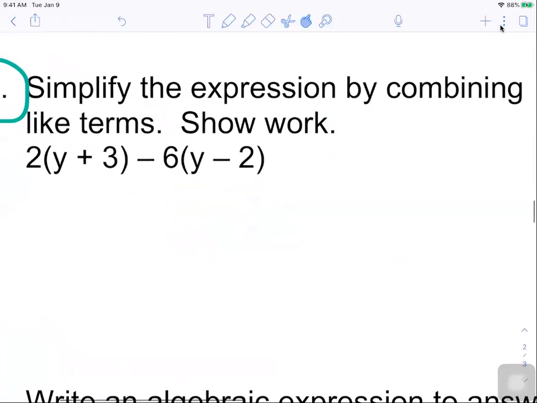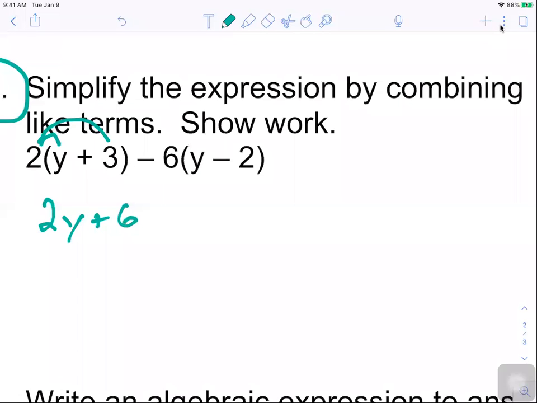And this one says, simplify the expression of combining like terms. Show your work. Okay. So if you notice, we have 2 times the quantity, y plus 3, minus 6 times the quantity, y minus 2. The first thing we're going to do is distribute our terms. We're going to distribute the 2 to the y and the 2 to the 3. So if we do that, we'll get 2 times y is 2y, and 2 times 3 equals 6. So we'll have 2y plus 6.